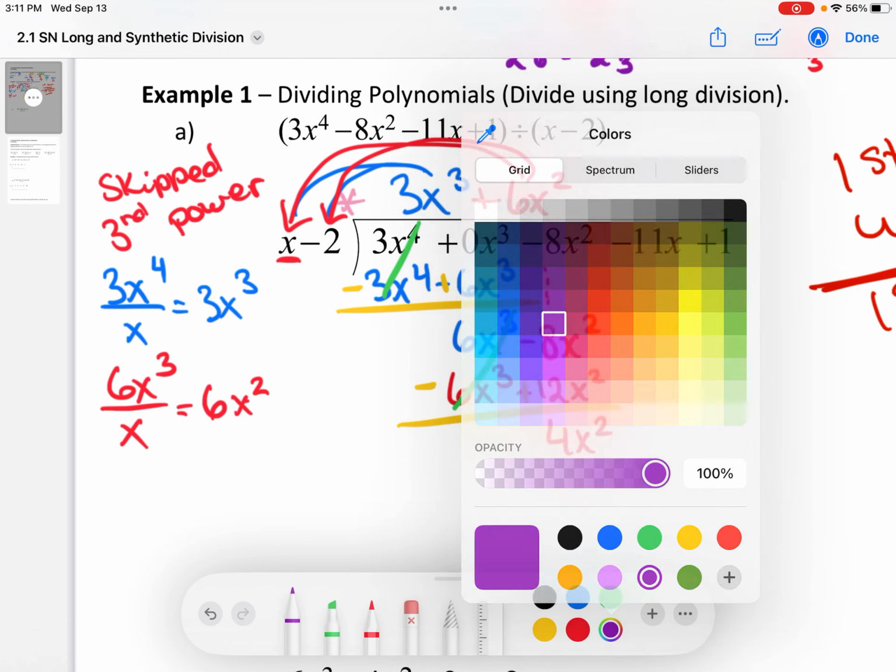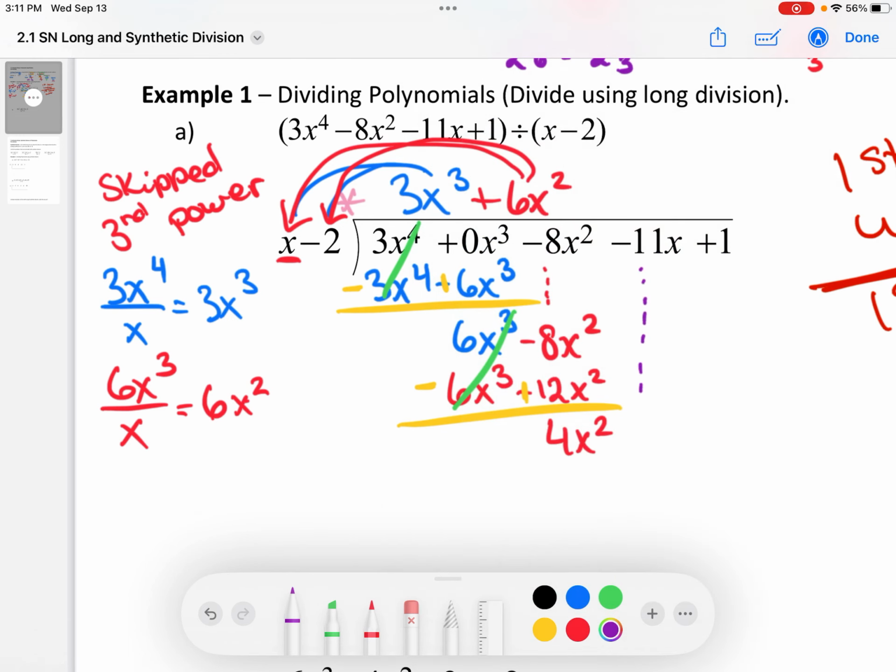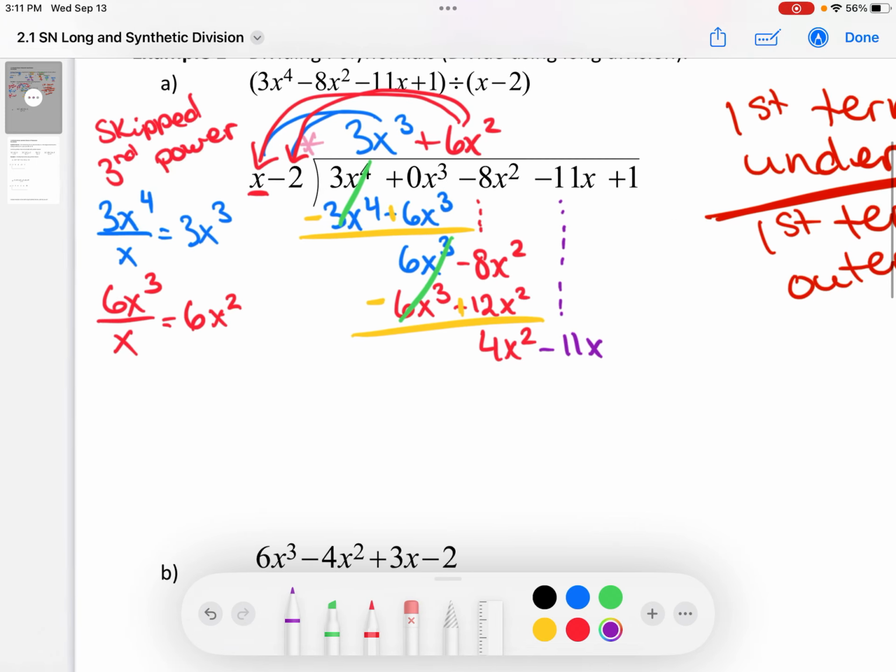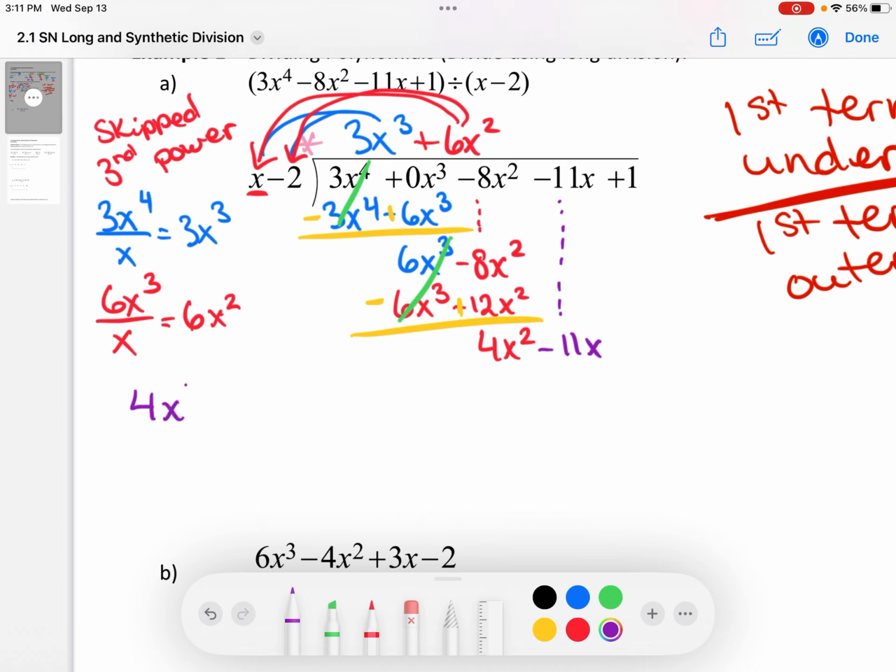Now, just like before, bring down the next term. So that's minus 11x. And then we'll do our division. We take the first term on the outside, first term underneath, 4x squared. We divide it by the first term on the outside, that's x. The 4 stays. X squared divided by x is 1 power of x. So plus 4x goes on the top.